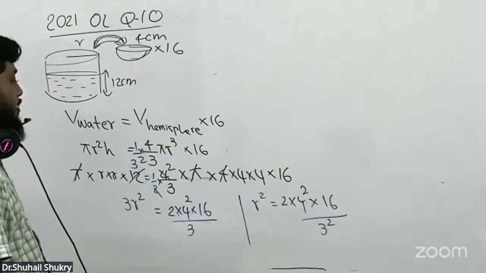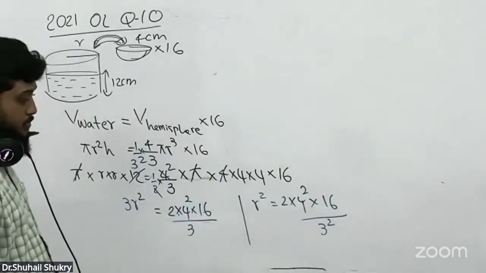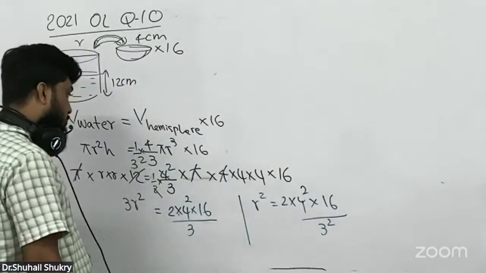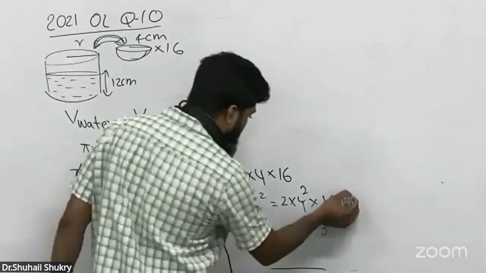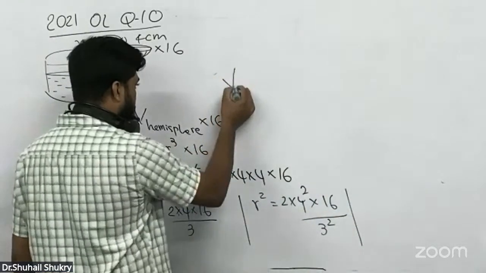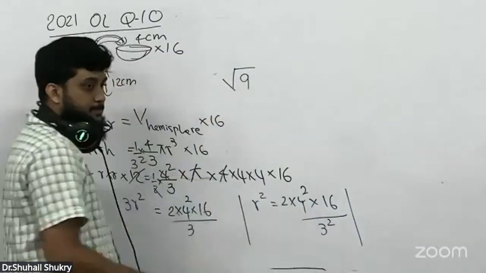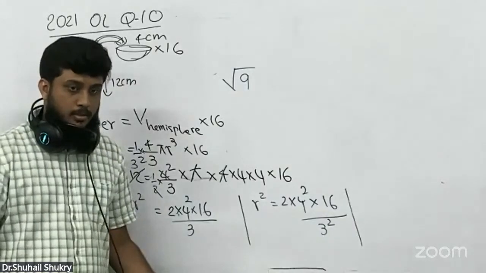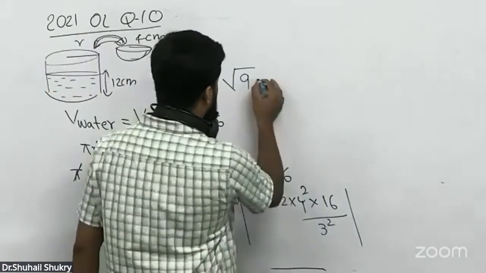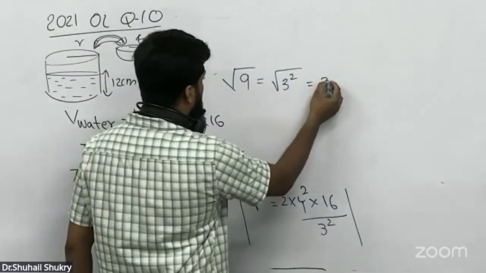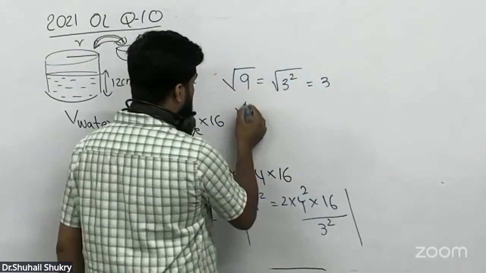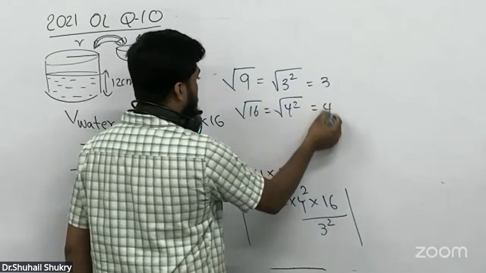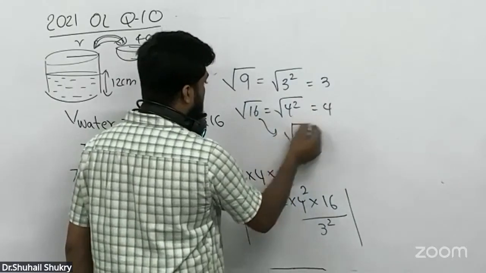Then 4 squared means what? 16. Now what should I do? This is very simple. If you simplify, normally you know square root values. Whenever you are finding square root values, how much is square root 9? Answer. Square root 9 is how much? 3. How do you get 3? Because you write this as 3 squared. Normally square root 16, how much do you say? 4. Why do you say 4? Because the square root of 4 squared is 4.